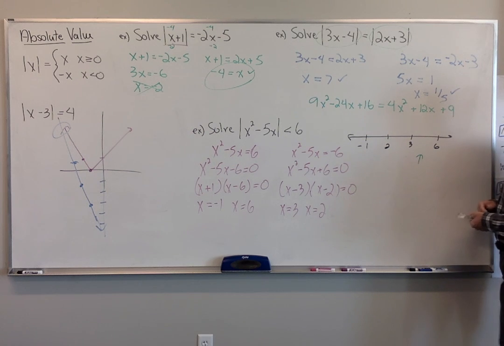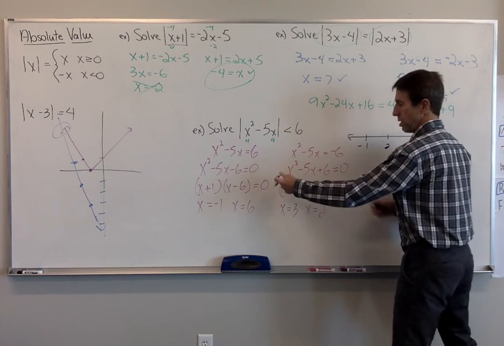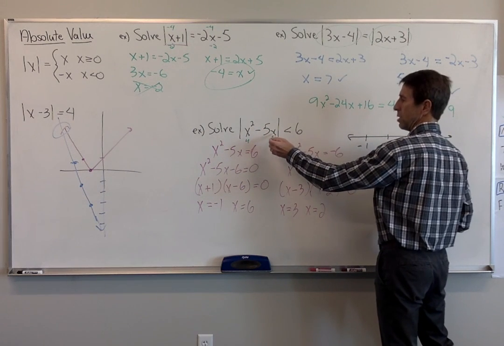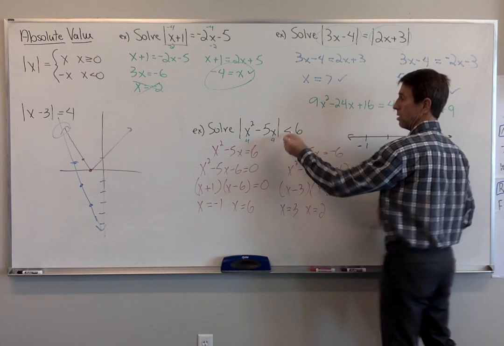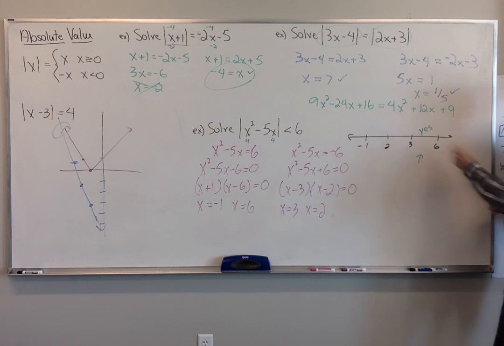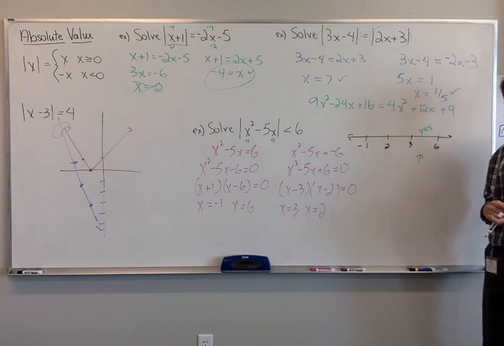If I put a 4 into the equation, let's see what happens. Okay, I could put it into one of these other equations, but that's not the point. 16 minus 20 is negative 4, absolute value is 4. 4 is less than 6, it's true. You could say true, you could say yes, put a check, I don't care. But somehow you have to indicate all those numbers work.